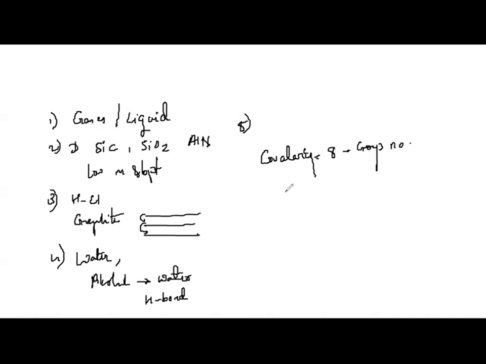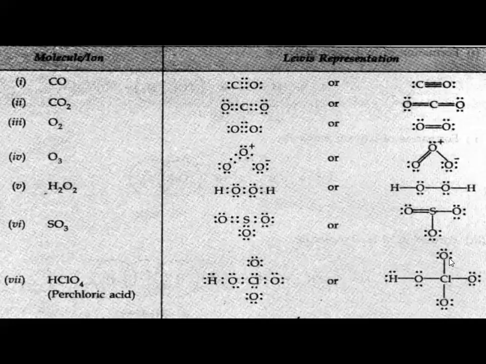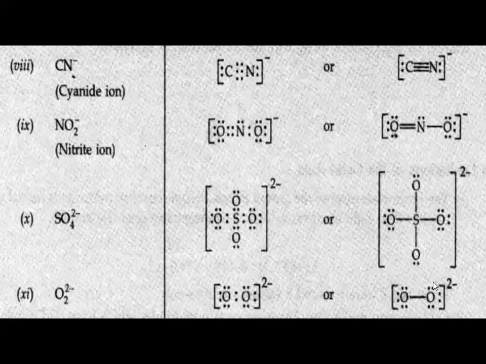If you want to find variable covalency, it is equal to the number of s, p, d electrons in the valence shell. That is equal to variable covalence. So these are some of the properties of covalent compounds. These are the covalent compounds, and this is the Lewis representation. We call it Lewis structures.